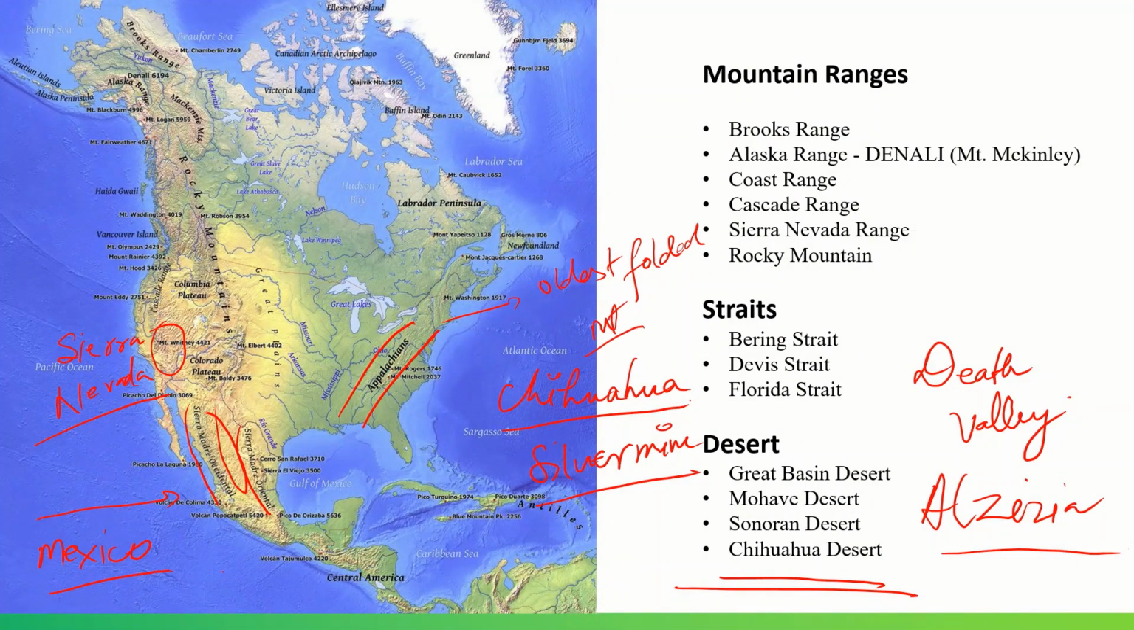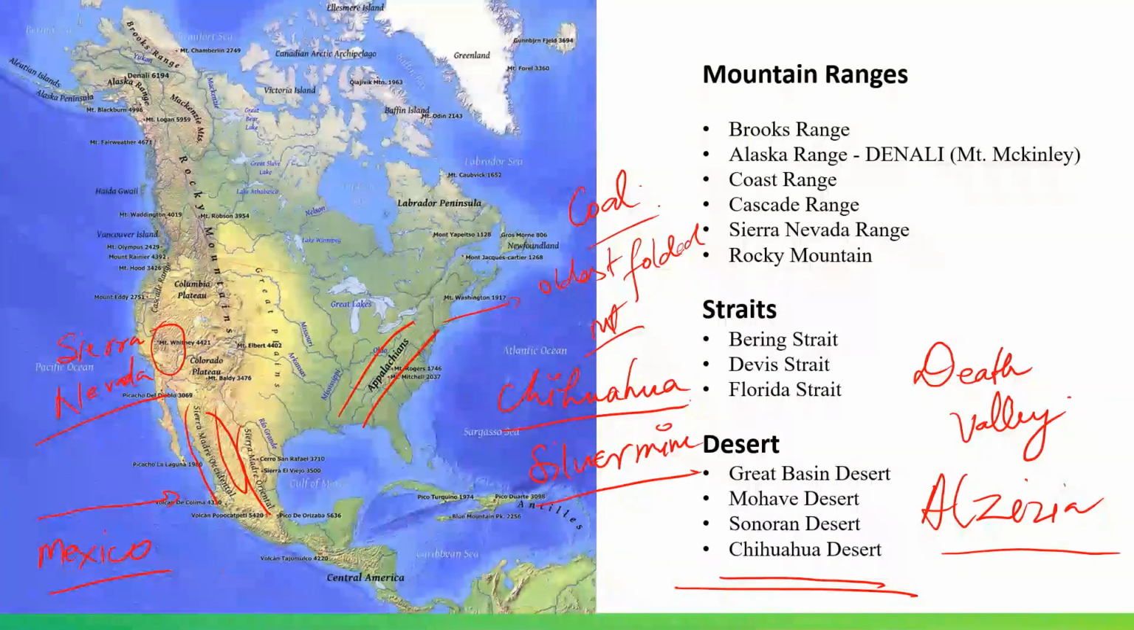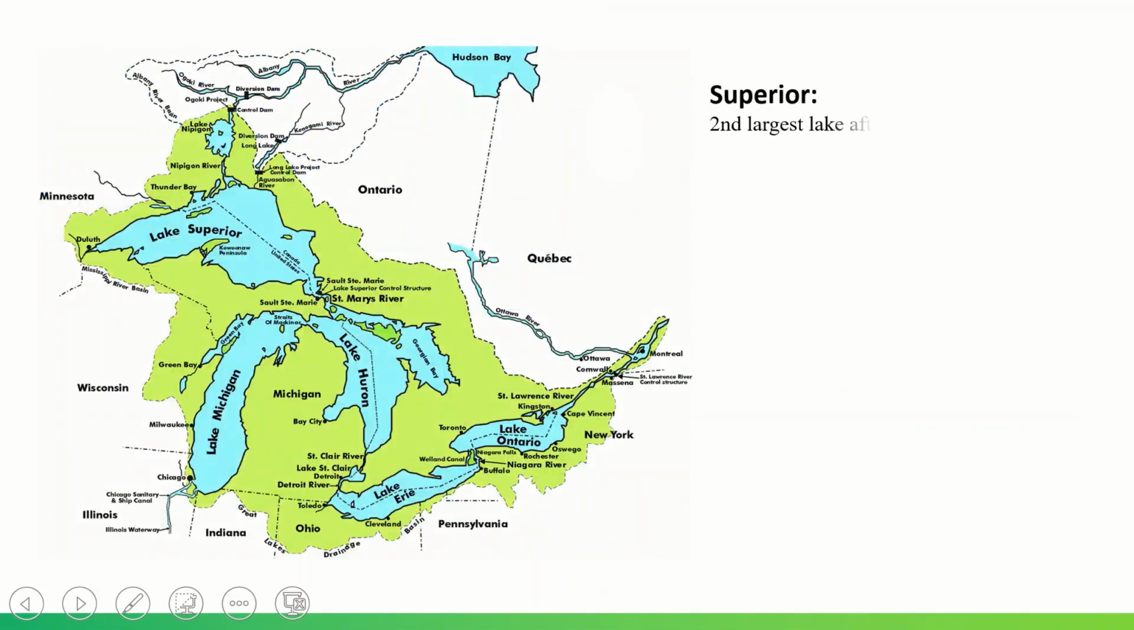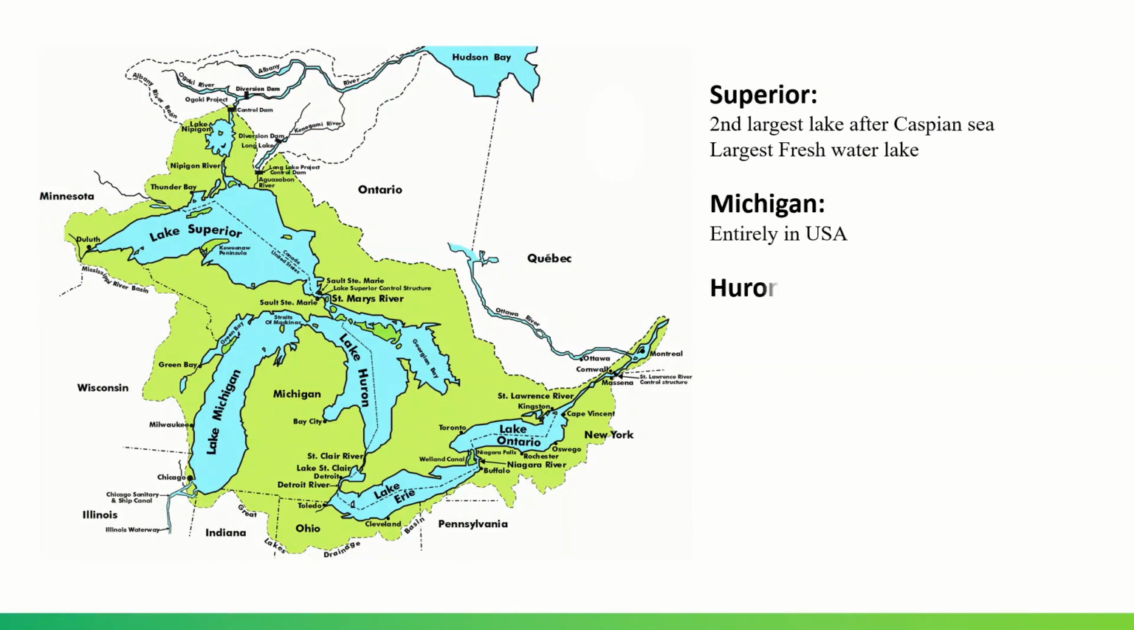Also, there is an abundance of coal here. This holds many questions about it: first of all, it is the world's oldest folded mountain, and the place which has abundance of coal is Appalachian Mountain. Coming to Great Lakes. This is the place of Great Lakes which is famous for iron ore.